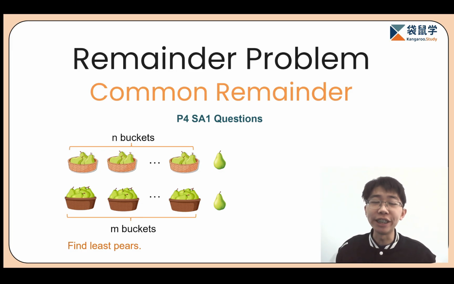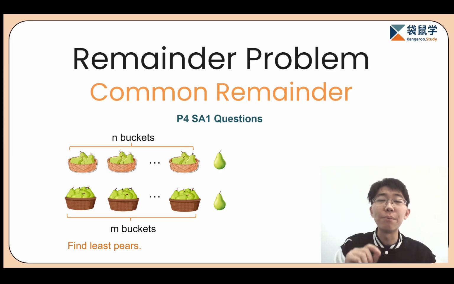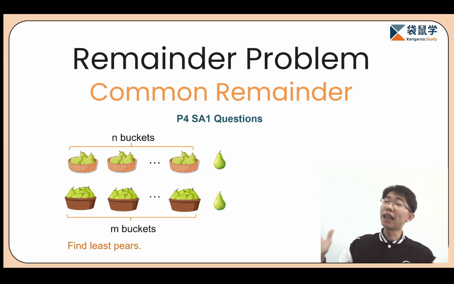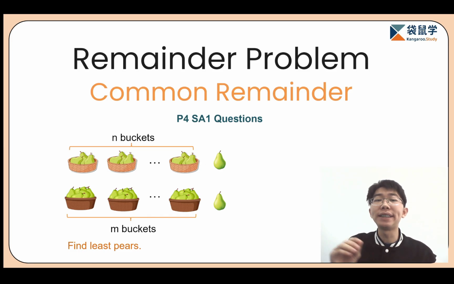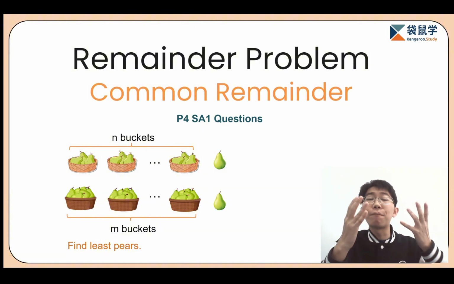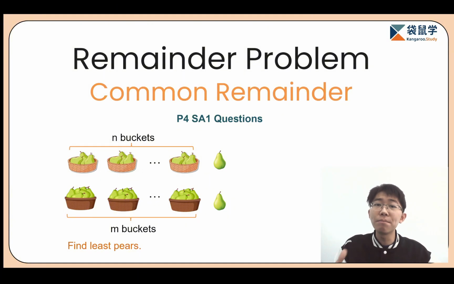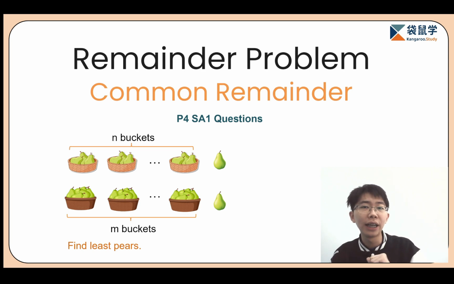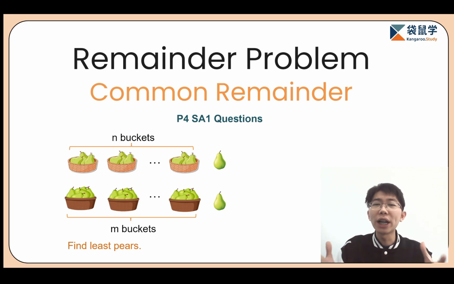In today's video, we'll be continuing on the remainder problem. In our last video, we covered the basic case of the remainder problem. Do you still remember? In that problem, we have some questions like this. You are given a number of pairs. If you pack them 9 in the bag, then you'll have 3 more. Now if you pack them 5 in the bag, you'll be short of 1. We are trying to find out the smallest possible number of these pairs.